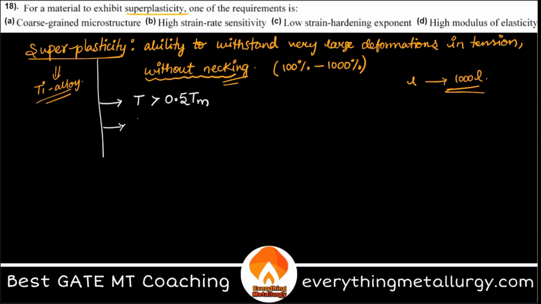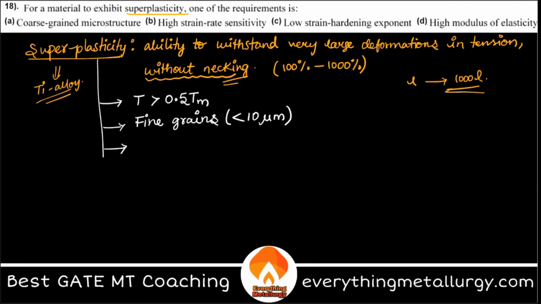The next thing is fine grains. You require very fine grains, about less than 10 micrometer. So fine grains are also needed. If you have some coarse grains, then there may be some transgranular fracture, because at higher temperature your grain boundaries are actually weaker. So intergranular cracking may form.